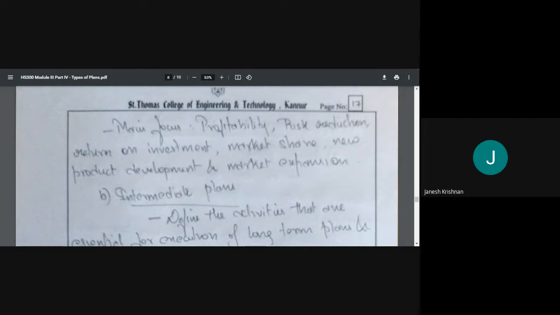Market expansion means now my company will be servicing only Kannur. Okay, but my plan is that within the next 2 years I should be able to cover the entire Kerala or entire South India, or maybe the entire nation. Market expand ചെയ്യാം. Right? That's a long-term plan. So long-term plans are basically strategic plans, and they are formulated by the top-level management. And their main focus will be on profitability, risk reduction, return on investment, market share, new product development, and market expansion. For example, വെച്ചിട്ട് പഠിക്കുക. Terms ഇങ്ങനെ പഠിച്ചാൽ മതി.